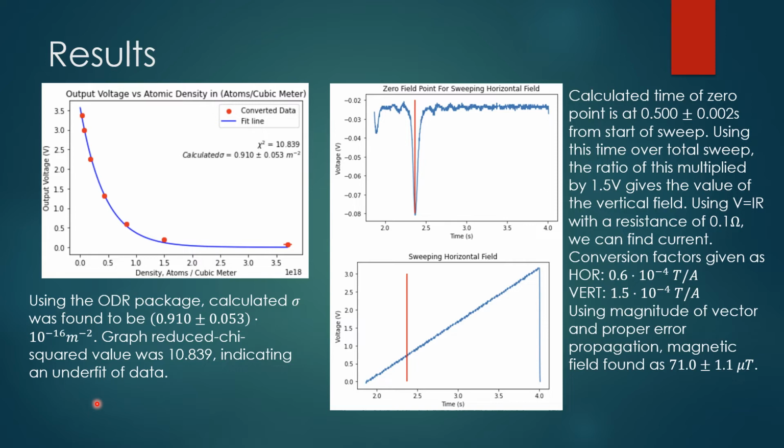The reduced chi-squared was about 10.839, indicating an overfit or an underfit to our data, so too much error associated there. Our zero point, using these conversion factors and this sweeping field in the vertical and horizontal, we see the zero point field here and the sweeping here. Using error propagation to find this magnitude, we found it to be about 71.0 plus or minus 1.1 microtesla.